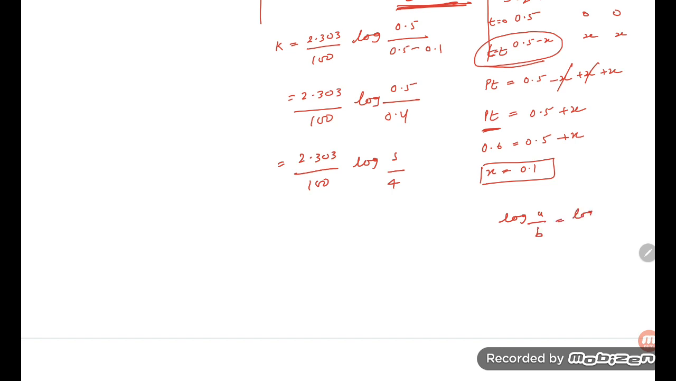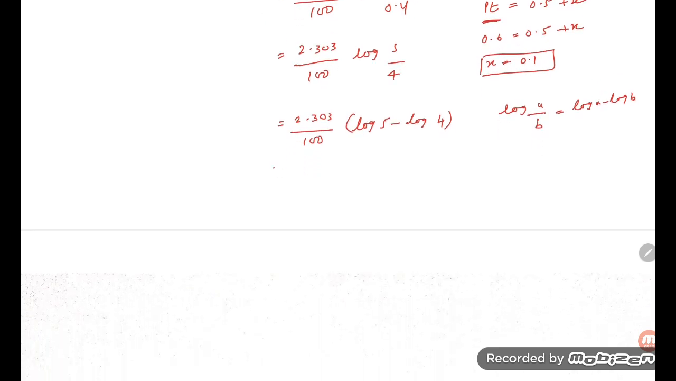It is log A minus log B, so what is there, student? 2.303 upon 100, and here it is log 5 minus log 4. Student, you should know the values, right? What are the values? 2.303 upon 100.